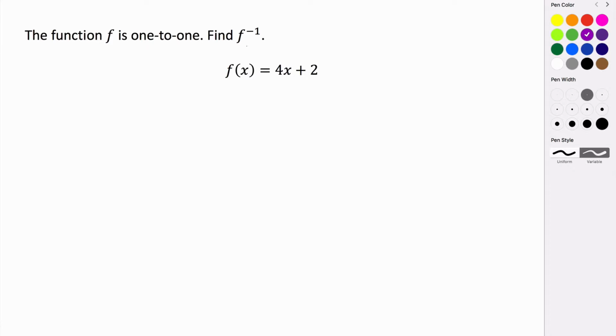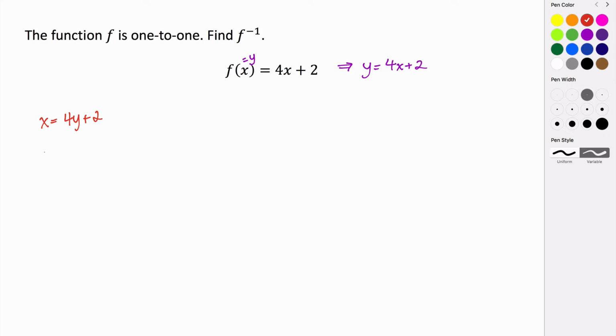If a function is 1 to 1, we can find the inverse by first making f of x be y. So we say y equals 4x plus 2, so that we can swap the x and y and then solve for y. To find the inverse, you replace x and y, you swap them, and then you solve for y. So let's go ahead and do that. Substitute x for y. So we have x equals 4y plus 2. Now we need to solve this for y.